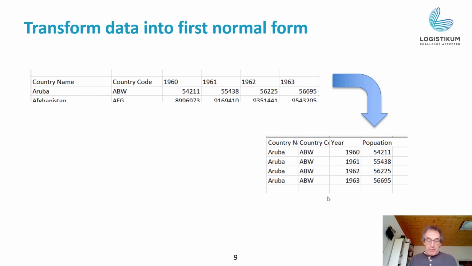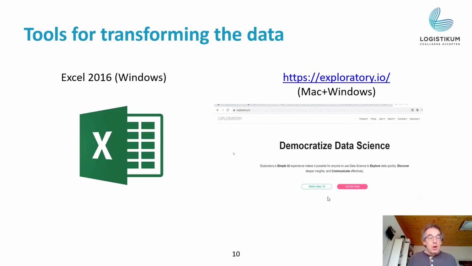There are many tools which we can use, and I will show you two of them. One is Excel. I will use Excel for Windows, and if you use a Mac, I will use Exploratory. This is open source software in which we can transform the data into the first normal form.